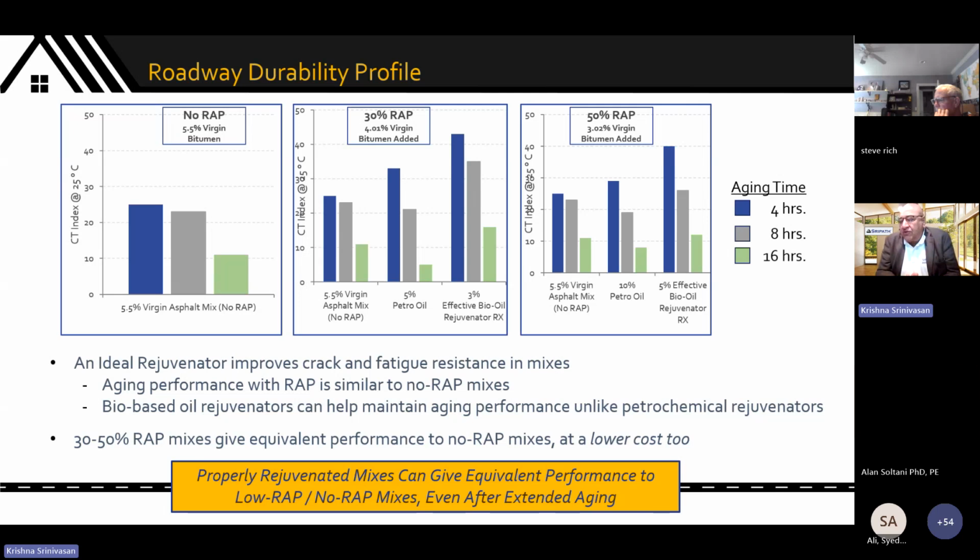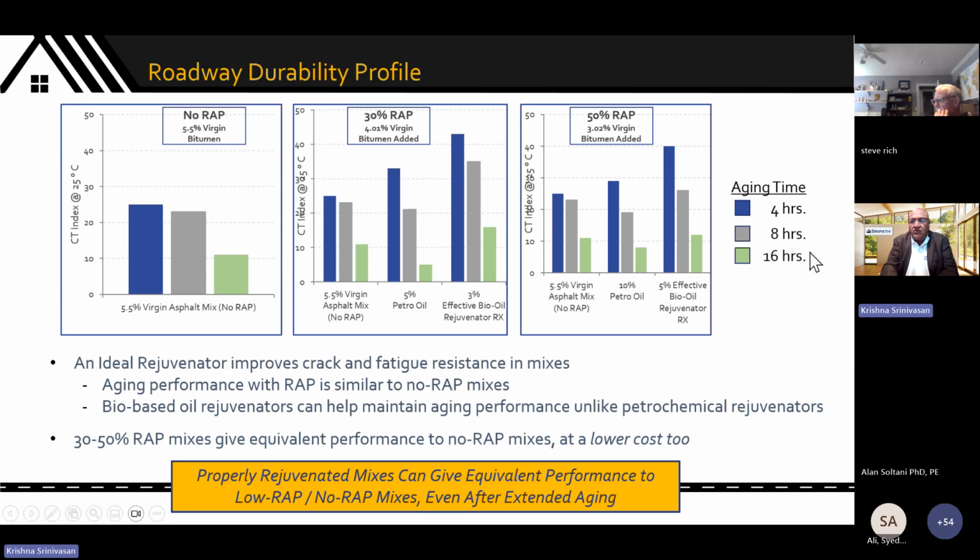Let me move to another topic. This is something we always emphasize, which is aging characteristics, durability characteristics. So here is a series of experiments. Again, a very busy chart, so I will take my time to break it down for you. Made a mix with no wrap, 5.5% virgin bitumen, made the mix, loose mix oven aging 4 hours, 8 hours, and 16 hours.